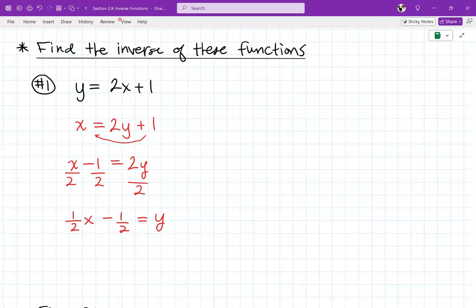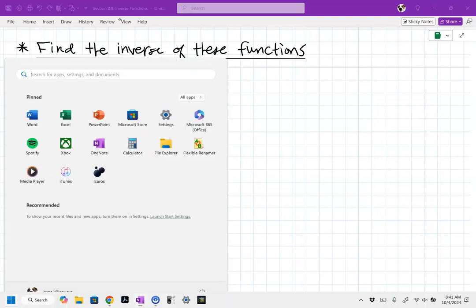Okay, so that's step 3. Step 3 says solve for y. So there you go, I just solved for y. And then they say, okay, rewrite it so that instead of y, it says f inverse of x. So I'm going to write f inverse of x is equal to half x minus half. And let me go check it on Desmos. So my original function is 2x plus 1. And my inverse function is half x minus half. Okay? So I'm going to go over to Desmos.